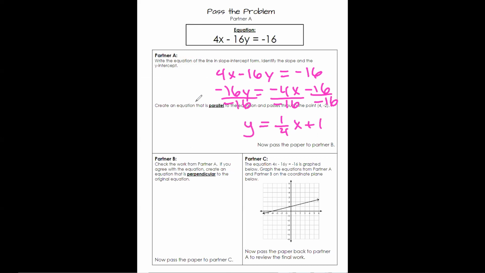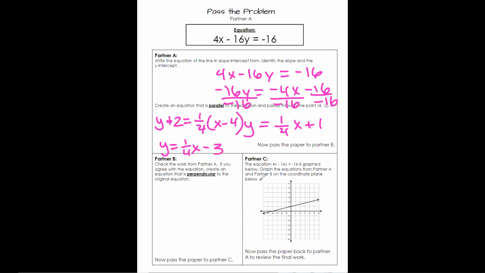Everybody good on that? Now, if I do a parallel line, then I'm going to do y minus 4 equals 1/4 times x minus, oh, JK. y plus 2 equals 1/4 times x minus 4. You're going to distribute all that and then move the 2 to the other side. So then you should have gotten y equals 1/4 x minus 1 minus 3. Is that what you got?